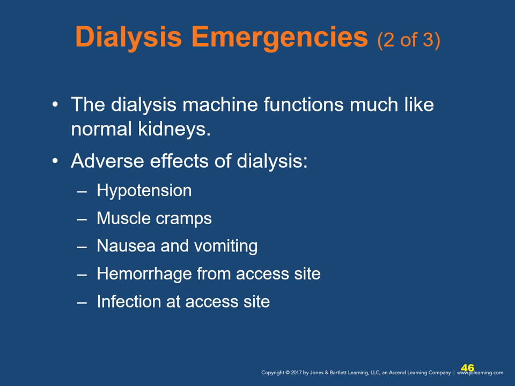A dialysis machine functions much like a normal kidney does. Patients undergoing long-term hemodialysis have a shunt that connects a vein and an artery, allowing blood flow from the body to the dialysis machine. Peritoneal dialysis allows large amounts of dialysis fluid to be infused into and back out of the abdominal cavity. Fluid stays in the cavity for 1 to 2 hours. It carries, however, a high risk of peritonitis.